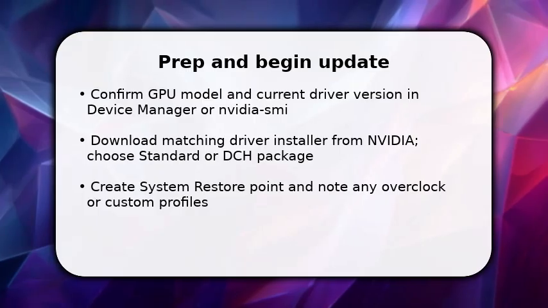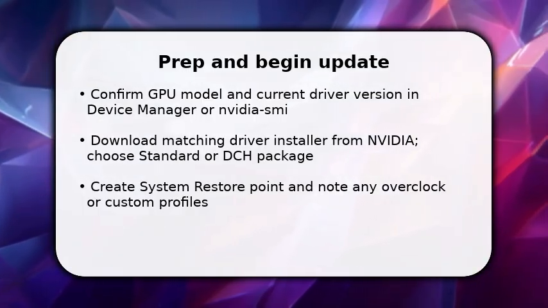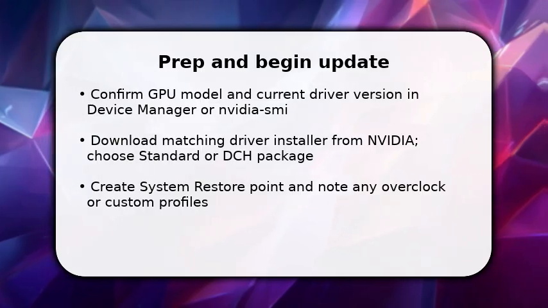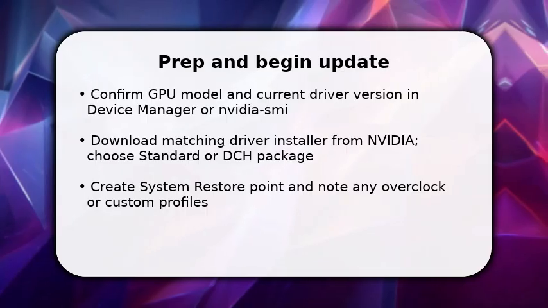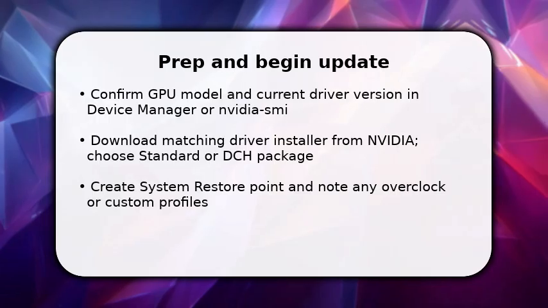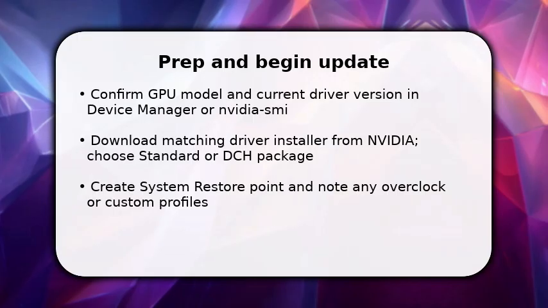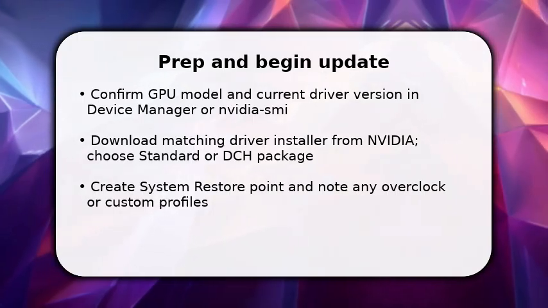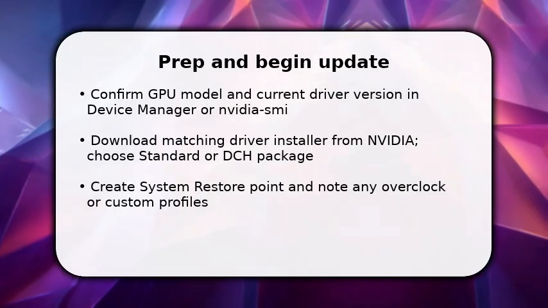You start by confirming the GPU model and the currently installed driver. This avoids mismatches. Once done, download the exact Nvidia package. Pick standard versus DCH deliberately because Windows handles them differently. Make a system restore point and disable overclocks or custom profiles so the installer runs cleanly. You should also close background apps, especially overlays and third-party GPU tools.